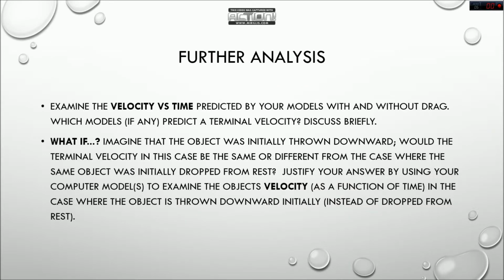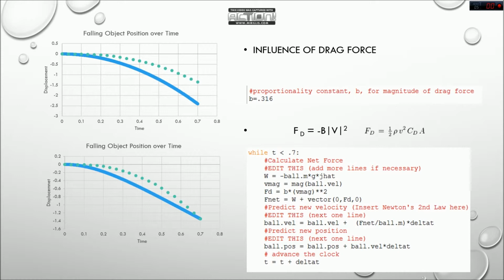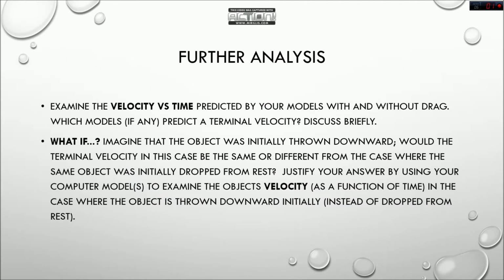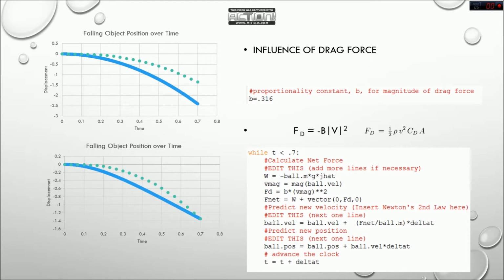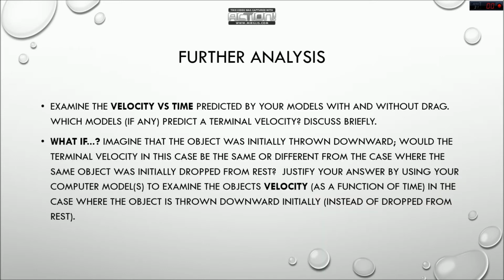In further analyzing our data, we ask, which model, if any, predicts a terminal velocity, and how so? Shown on the previous slide, the second model predicts a terminal velocity, where the velocity becomes constant over time. This is due to the drag force increasing until it is equal to the weight force. The first model, which only includes weight force, does not show a terminal velocity because acceleration is never changed. Therefore, velocity keeps increasing.